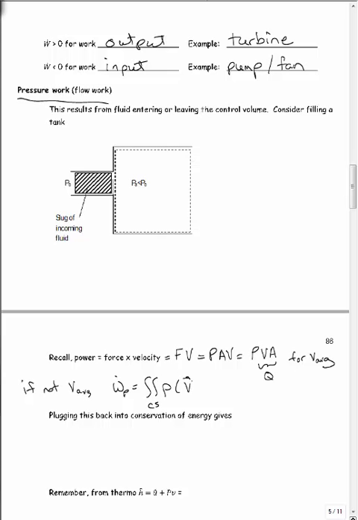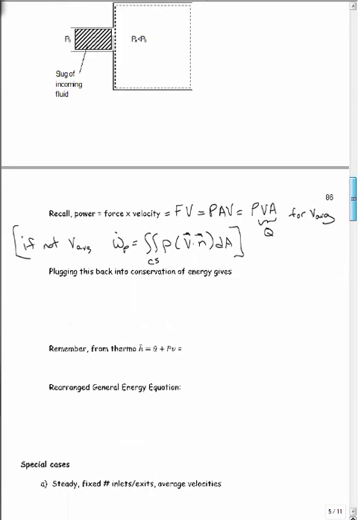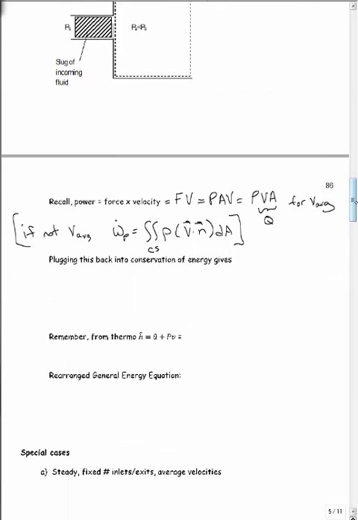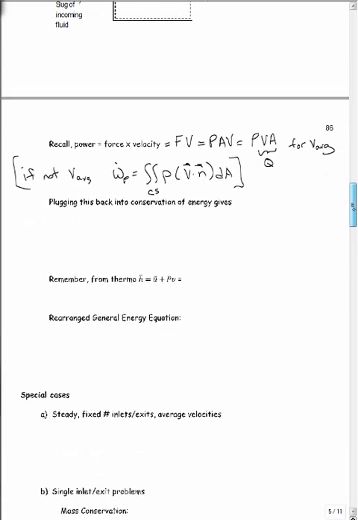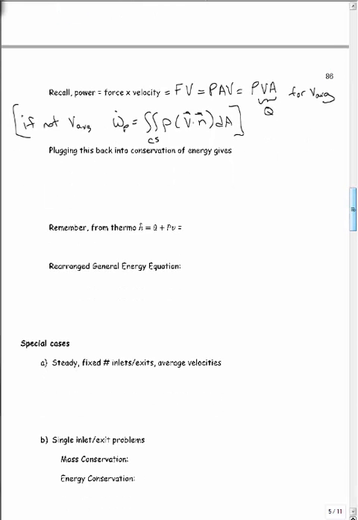But that's not going to happen. Okay. But let's just put that in there for completeness. Okay, so plugging this back into our conservation of energy along with our kinetic, potential, and internal energies, we're going to get kind of a long equation.